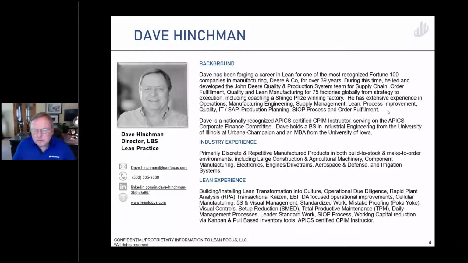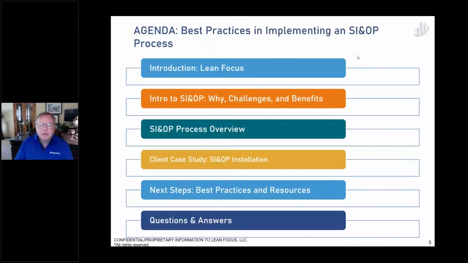As you can see by the slide, a little bit of background about myself. I've been involved in this area of focus for many years. I worked a lot, actually before Lean Focus, with John Deere. Also involved a lot with APICS, with their board and so forth.